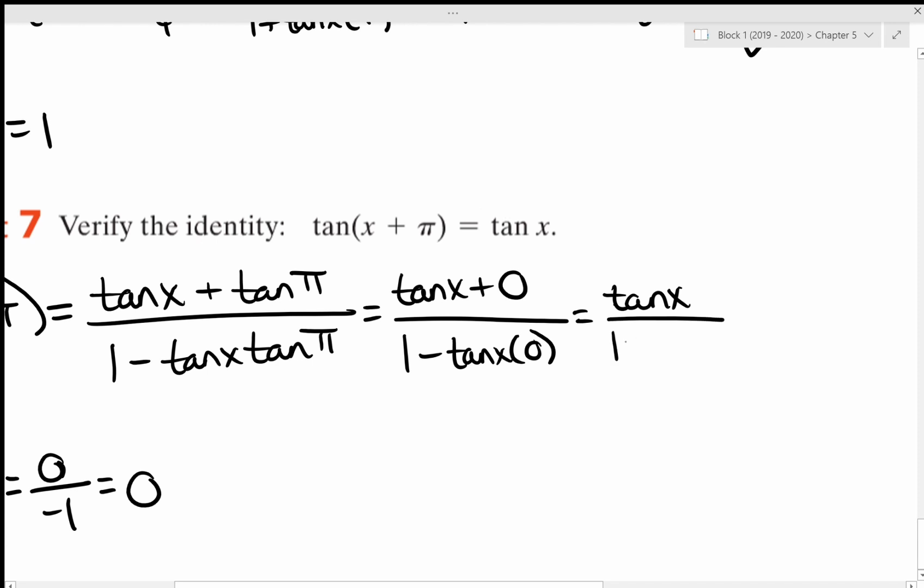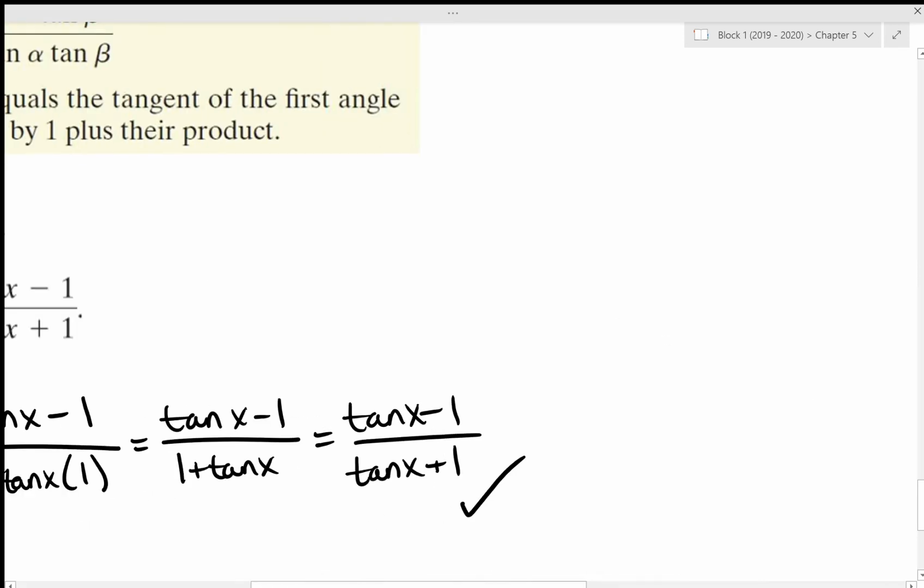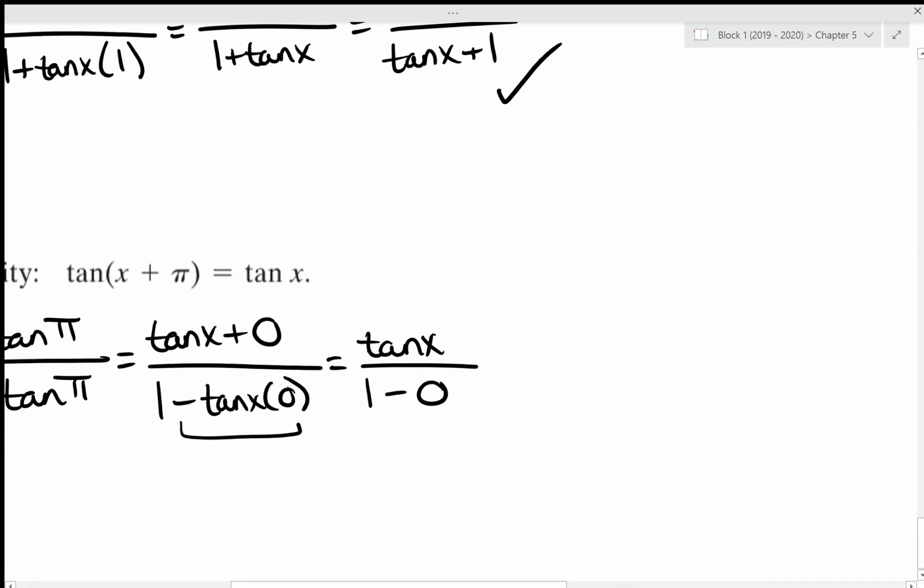Now, what's negative tangent times 0? Well, it's the same as anything times 0. It's 0. So 1 minus 0 is 1, and tangent divided by 1 is tangent. We proved our identity because it finally looks like the other side.